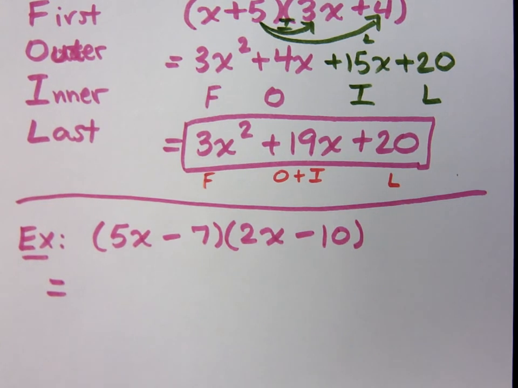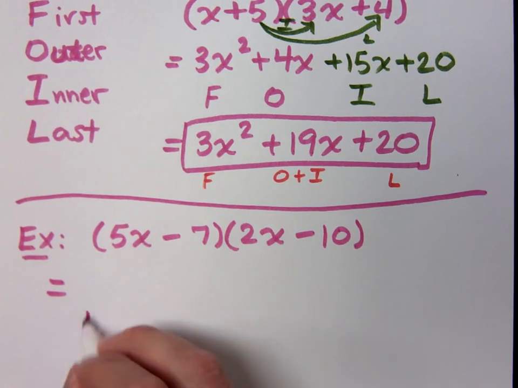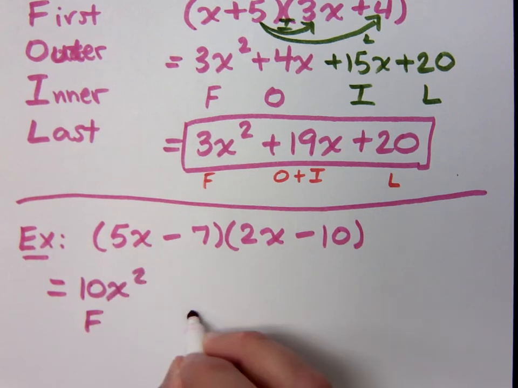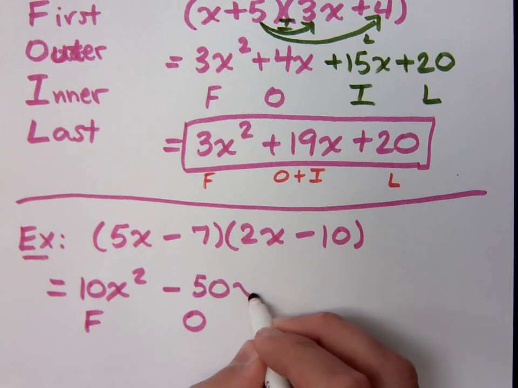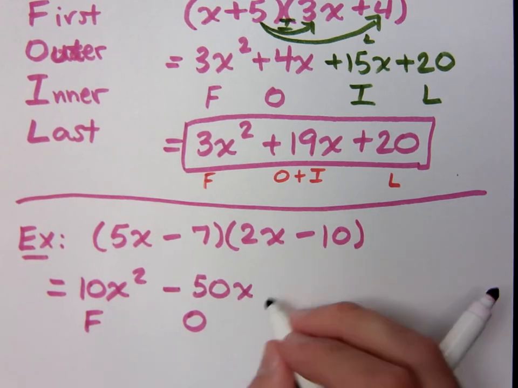All right, so this problem's easy. That's what you want to hear. Let's FOIL this. When you multiply the first terms, what do you get? 10x squared. There you go, 10x squared. What about your outside terms? Minus 50x. Is this any different from what we were just doing? No. What about your inside pieces?